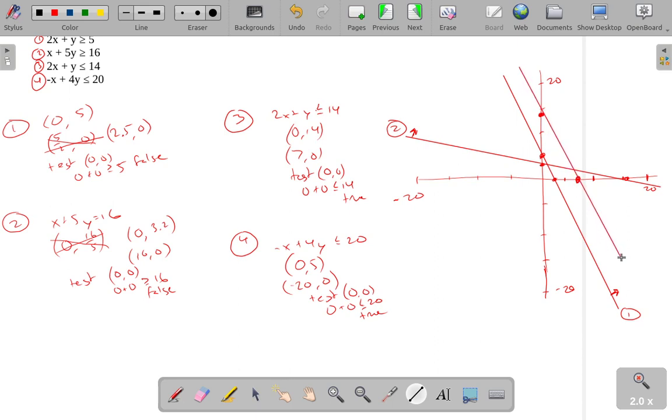All right, 0, 14 is up here, and 7, 0 is over here. I can do better than that. Let's try like this. There we go. That's my line 3. And I should shade toward the origin for this line. It'll look something like that. And my last line is we have a 0, 5, which is right there, and negative 20, 0, which is over here. So when I draw this one, there we go. That looks like it goes through those. I'll again shade toward the origin, which is in this direction.